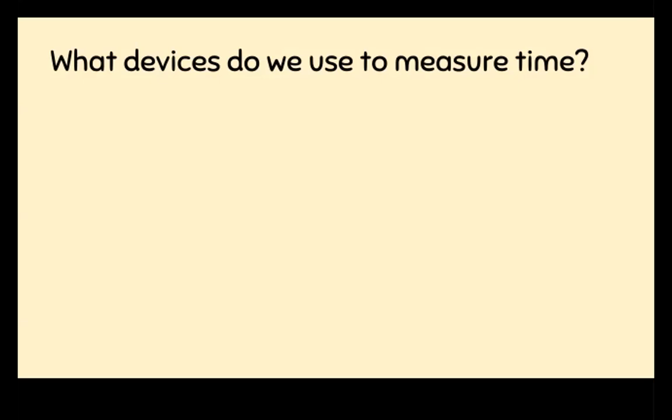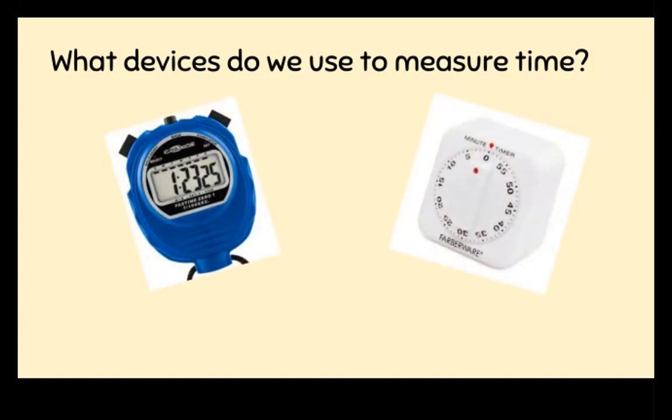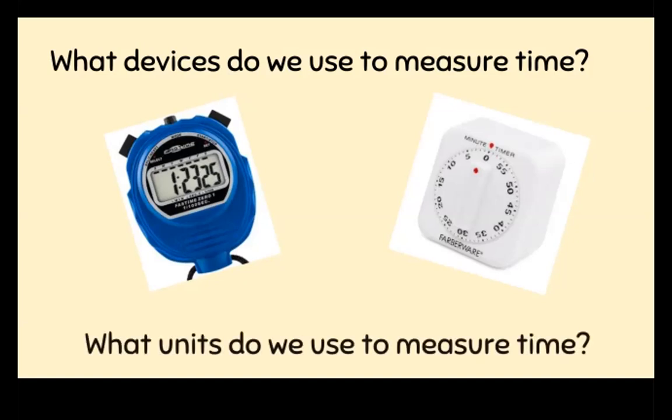Let's see if I see anything different. Ooh, somebody mentioned a sundial. And let me see, there was one more that my last class brought up. What's it called? The thing with the sand in it? I know there's an hourglass. There you go, an hourglass. Thank you for that. Okay, so now I just put a couple images: stopwatch, somebody mentioned an egg timer. What units do we use to measure time?